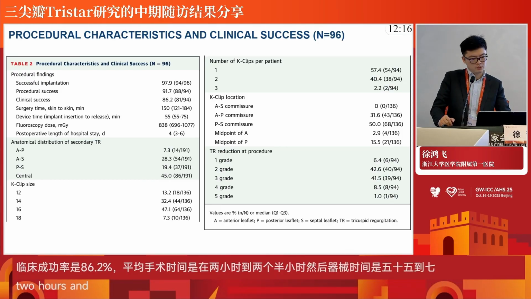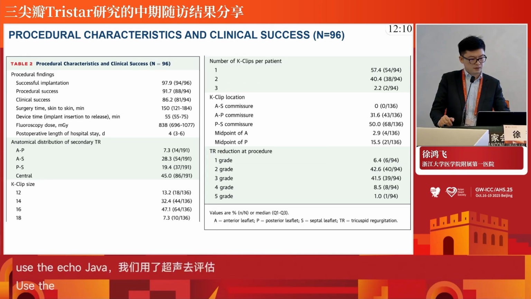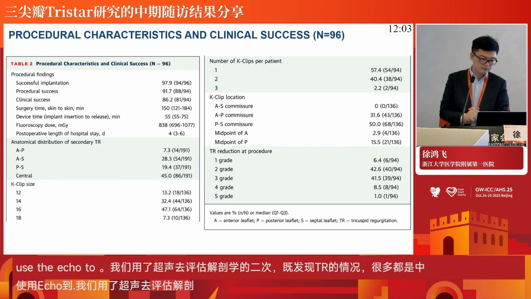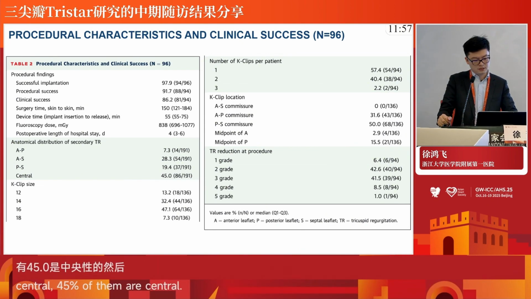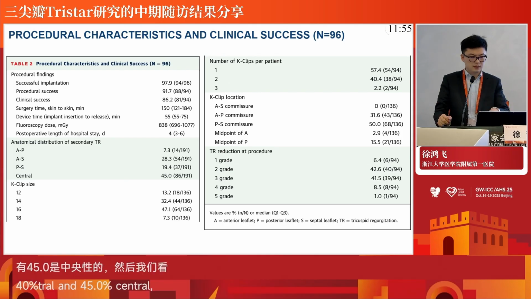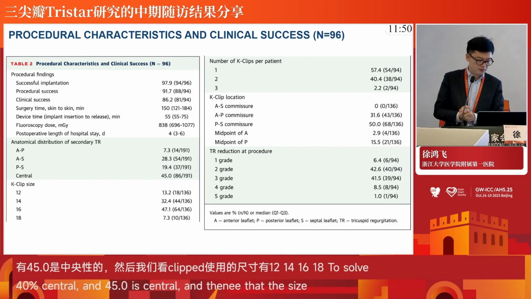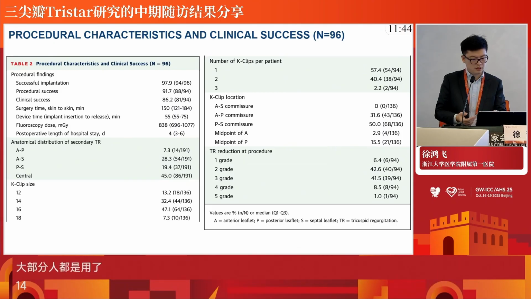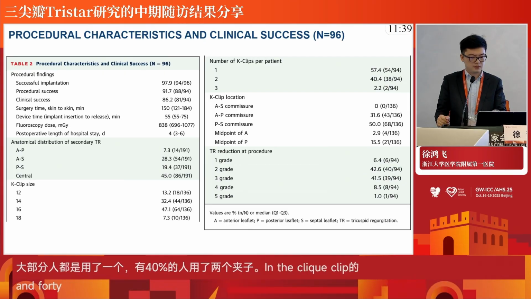We use the echo to evaluate the anatomical distribution of the secondary TR. We can see most of the TR was from central, and then the anterior and septal commissure. The most common size of K-clips was 16 and 14, and most patients received 1 or 2 clips to solve the problem. The most common K-clip location was the post-septal commissure, and then the anterior posterior commissure.